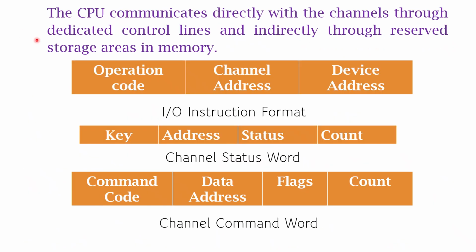The CPU communicates directly with the channel through dedicated control lines and indirectly through reserved storage areas in memory. Those word formats are given below. The first one is the IO instruction format. It contains operation code, channel address and device address. The second one, the channel status word format, contains key for protection, address, status and count. The third one, the channel command word format, contains command code, data address, flags and count.